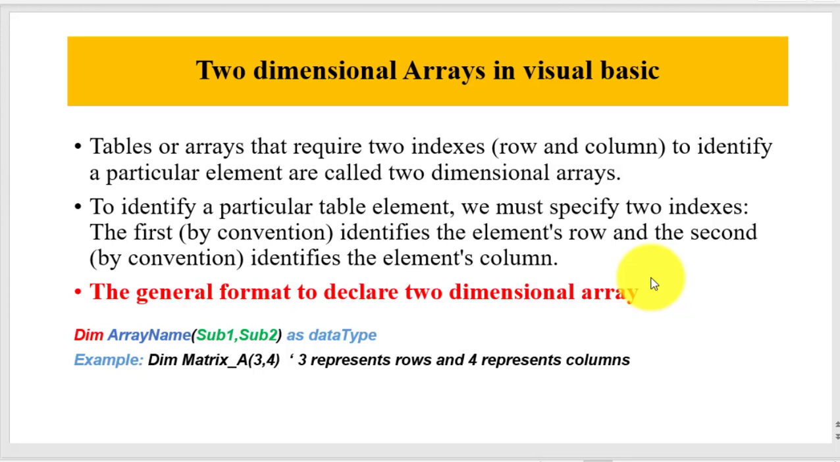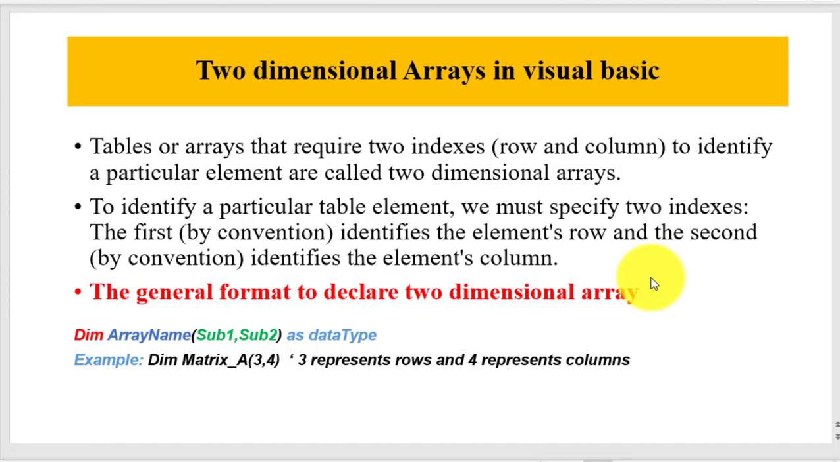Hello, today I'm going to talk about two-dimensional arrays in Visual Basic. Tables or arrays that require two indexes, row and column, to identify a particular element are called two-dimensional arrays. To identify a particular table element, we must specify two indexes. The first, by convention, identifies the element's row, and the second, by convention, identifies the element's column.